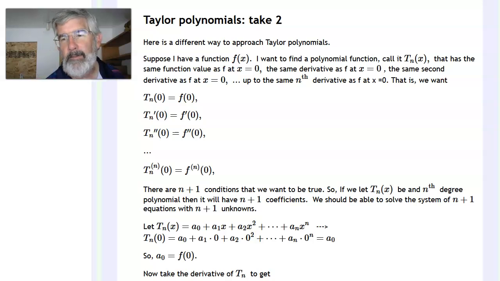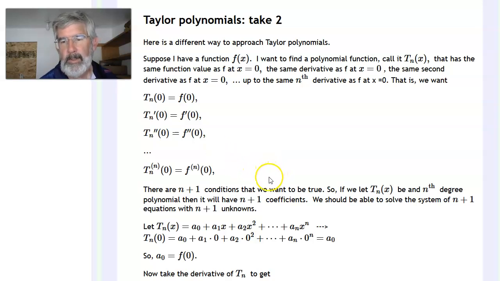So here we go. Suppose I have a function, f of x, and I want to find a polynomial function, call it Tn, which is the same thing we've been calling them already, that has the same function value as f at x. It has the same derivative as f at x, and the second derivative, the third derivative, all up to the nth derivative. They all match. I want f of 0 to be Tn of 0. I want f prime of 0 to be Tn prime of 0. That is, the polynomial function should have the same derivatives and the same function values as f at 0. Now, I'm choosing to do this at 0 just for the simplicity of the notation. I can then move it wherever I want. We'll discuss how that happens in a bit.